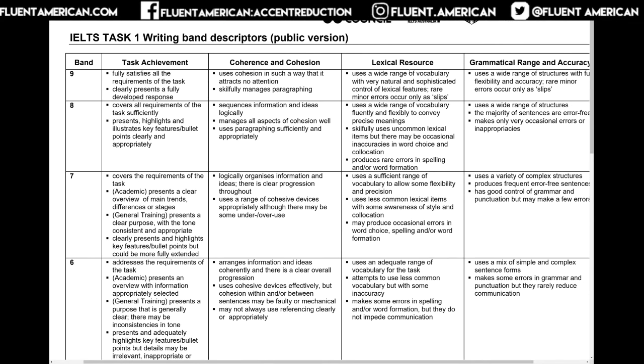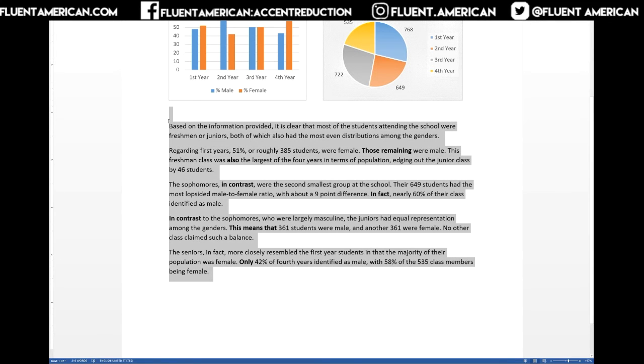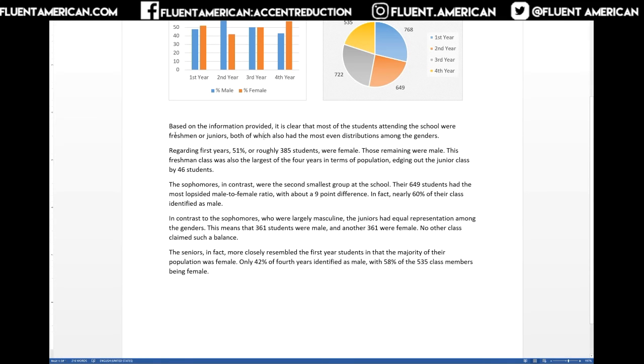Next, we have lexical resource. Lexical resource, again, is focusing on the vocabulary used. So let's identify some of the words that we think are helping. One of the things that you'll notice is that we use terms like freshmen, juniors, seniors, instead of just first year, second year, third year, just to mix up the vocabulary there. I won't highlight all of them, but when you see words like freshmen, sophomores, juniors, that's what it's referring to. So that's one way we're helping out the vocabulary.